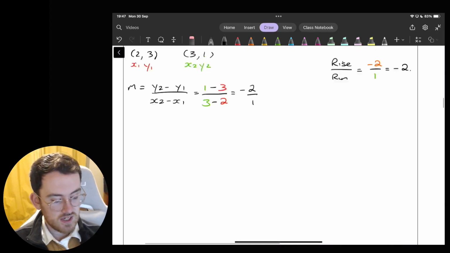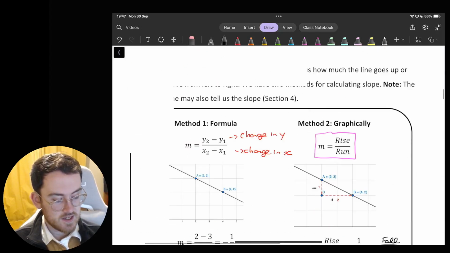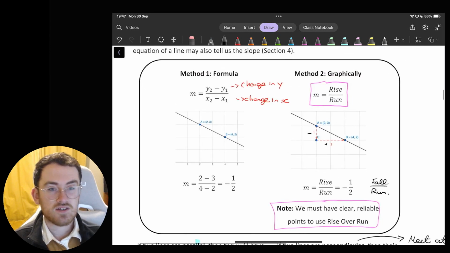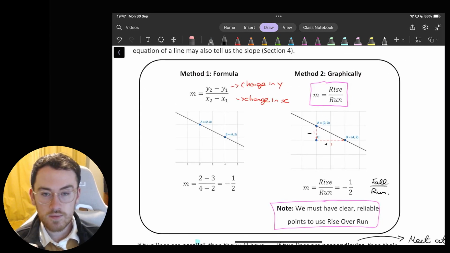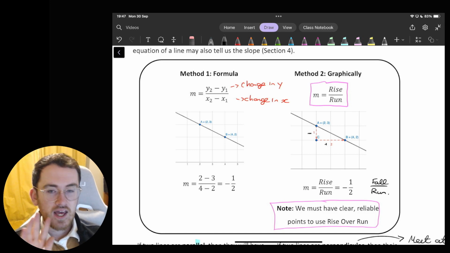So the main things for this section are two different ways of calculating slope, whether that be the formula presented to us in the Formula and Tables book, or rise over run, and making sure that we're confident and able to use both of those methods for calculating our slope.